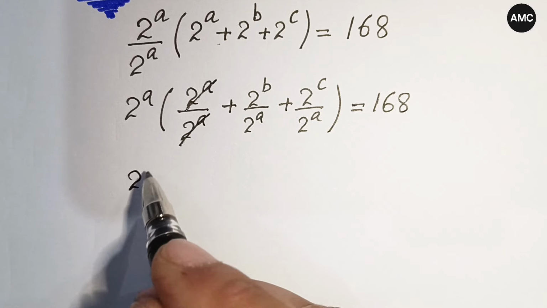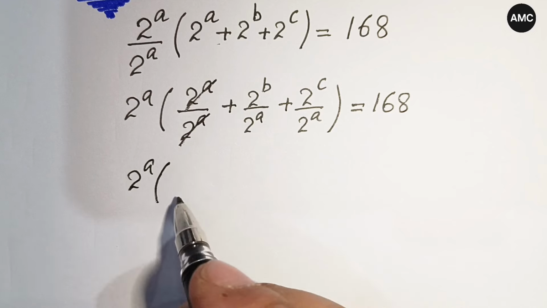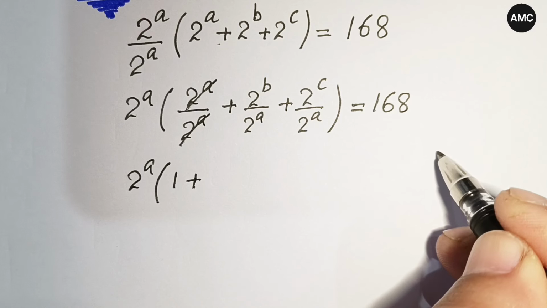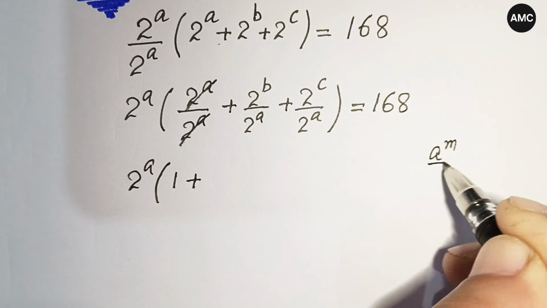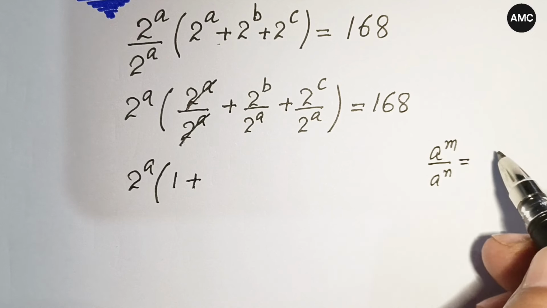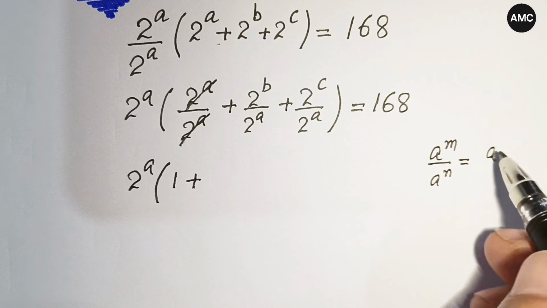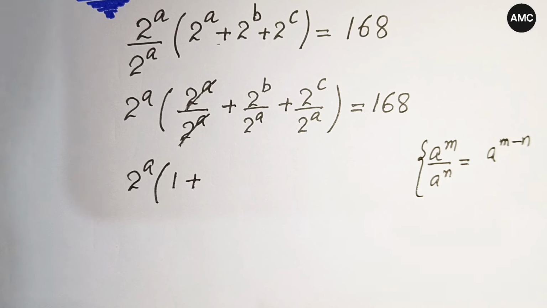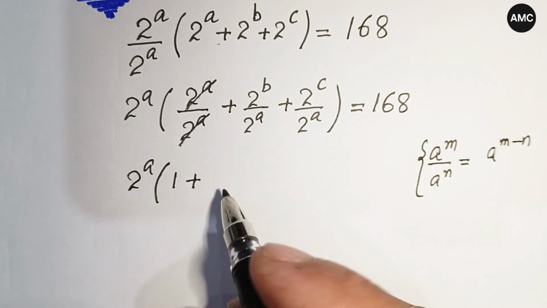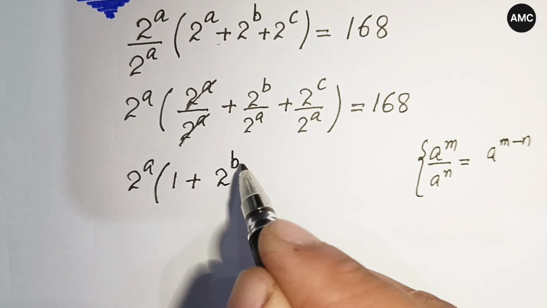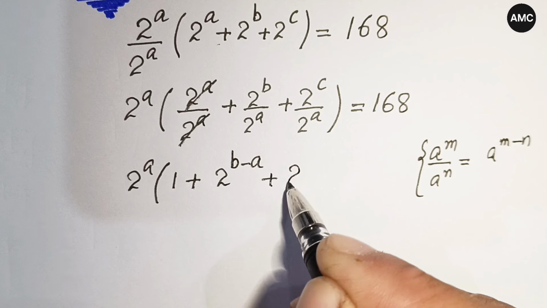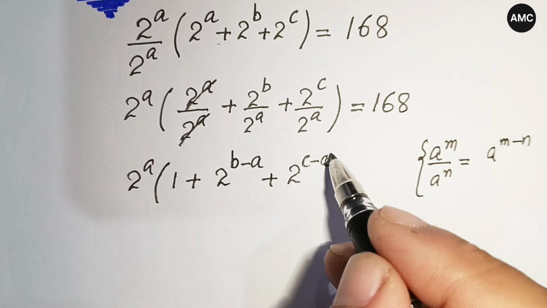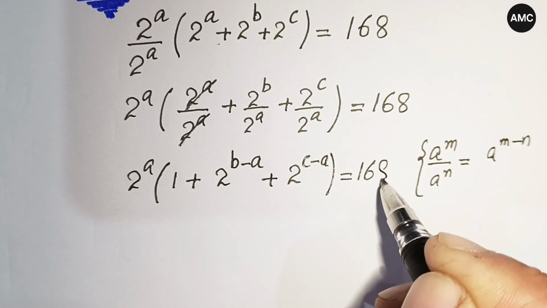Here we see that 2^a is cancelled out with 2^a. So we have 2^a times (1 plus, according to this exponential property, if we have a^m over a^n, it is equal to a to the power m minus n. Applying this property here, the 2 and this 2 are the same, so we just write 2 to the power b minus a, plus, performing the same step here, 2 to the power c minus a) is equal to 168.